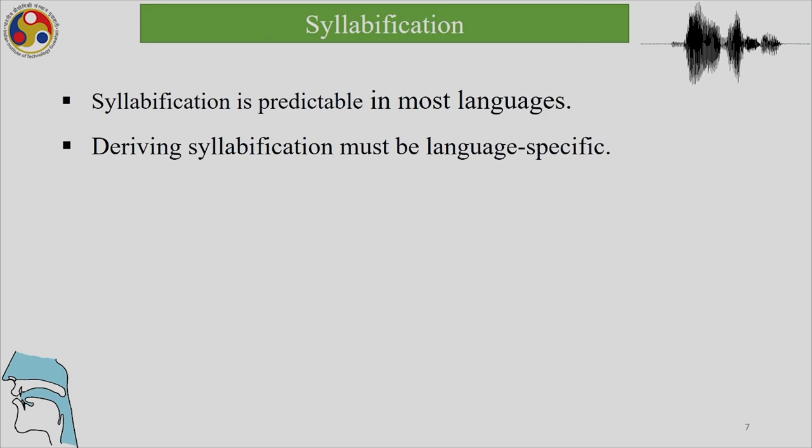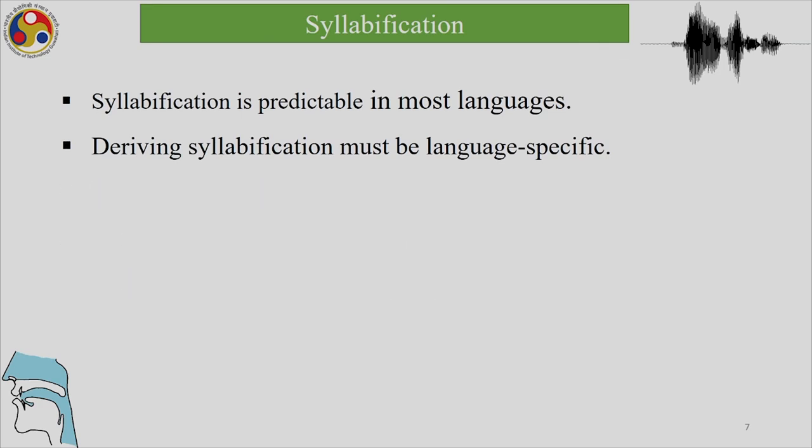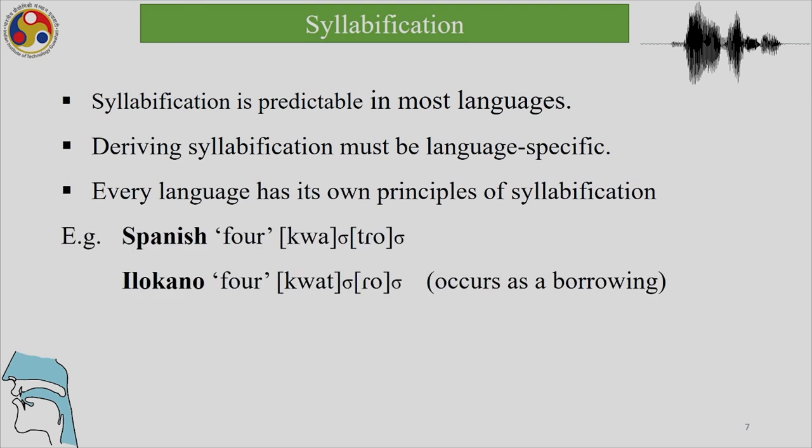So how can syllabification be done? Is it predictable or unpredictable? What are the components which drive syllabification in a language? Deriving syllabification must be language specific, and every language has its own principles of syllabification.